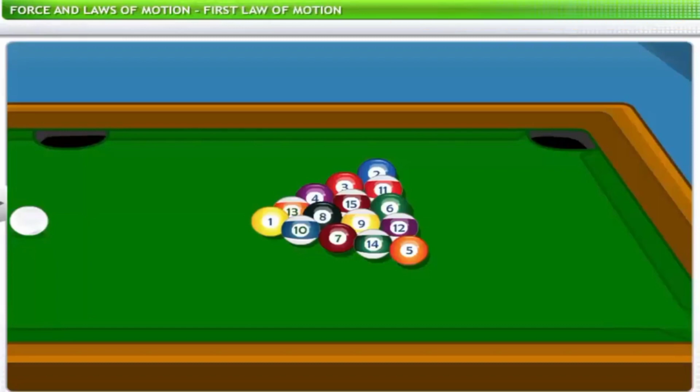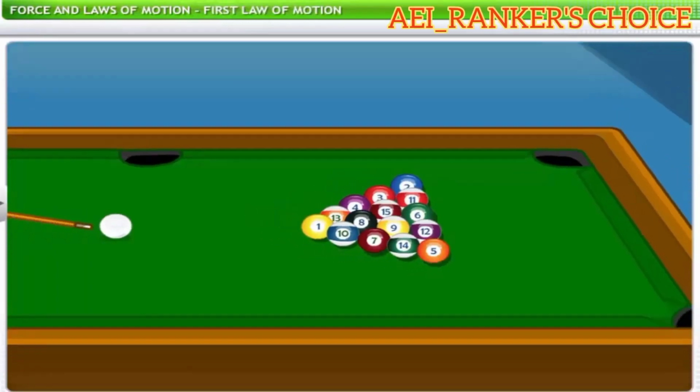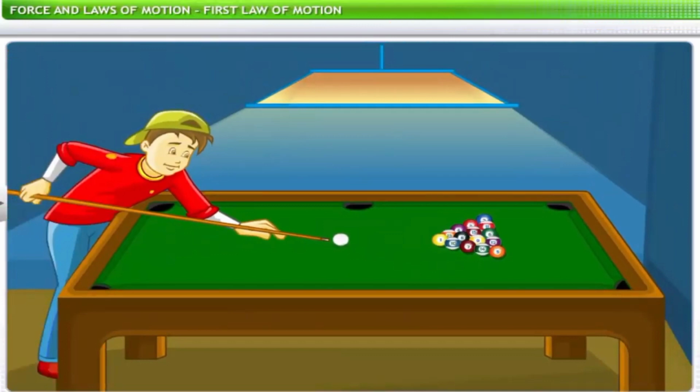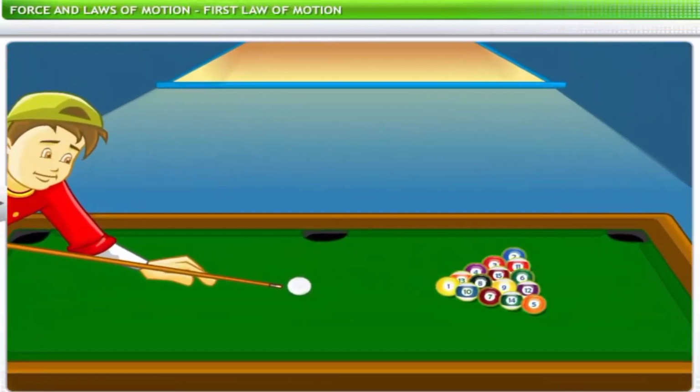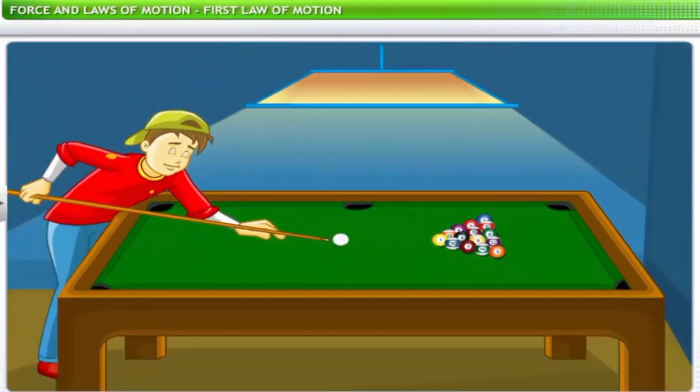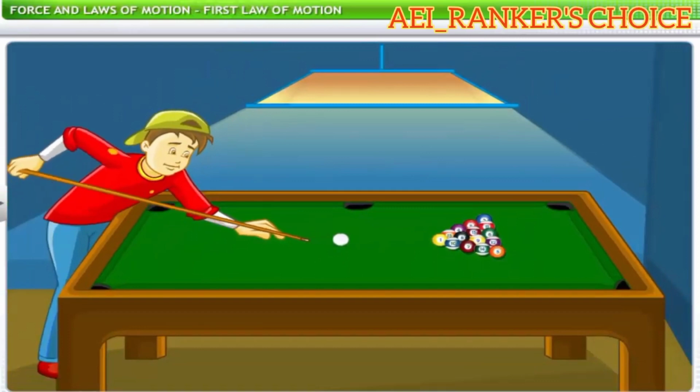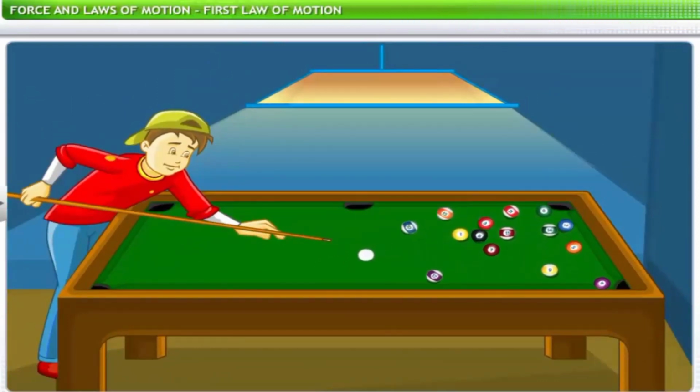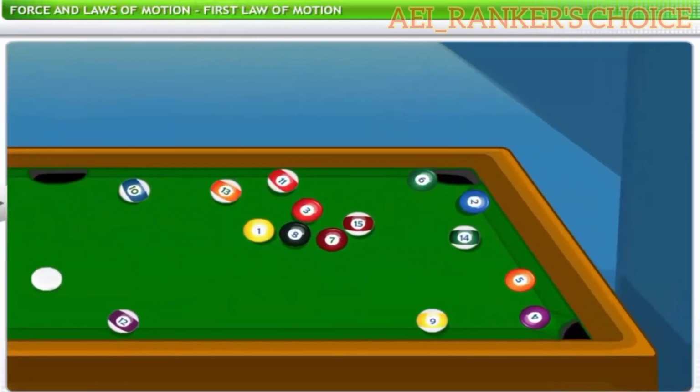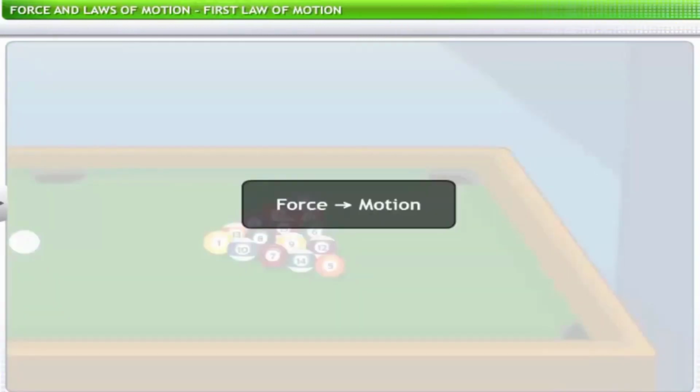Let us take a look at a billiard table, something most of us are all familiar with. The balls are all stationary. What will make them move? A push from the stick, that is, an external force. The important thing to note here is that without this push, or an external force, the balls will remain at rest for an infinite duration. Thus, motion is a direct result of force.